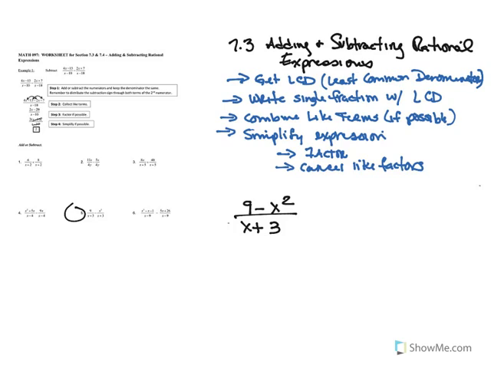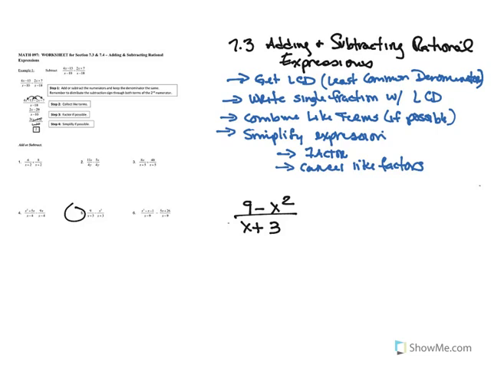Then it says combine like terms as possible. There's nothing I can combine. So now I'm just going to try to simplify the expression. And simplifying the expression uses our rules from 7.1, which is factor where you can, because now this is just a 7.1 fraction, right? This is just one rational expression that needs to be simplified, and that's your 7.1 process. You factor where you can, and then you cancel like factors.